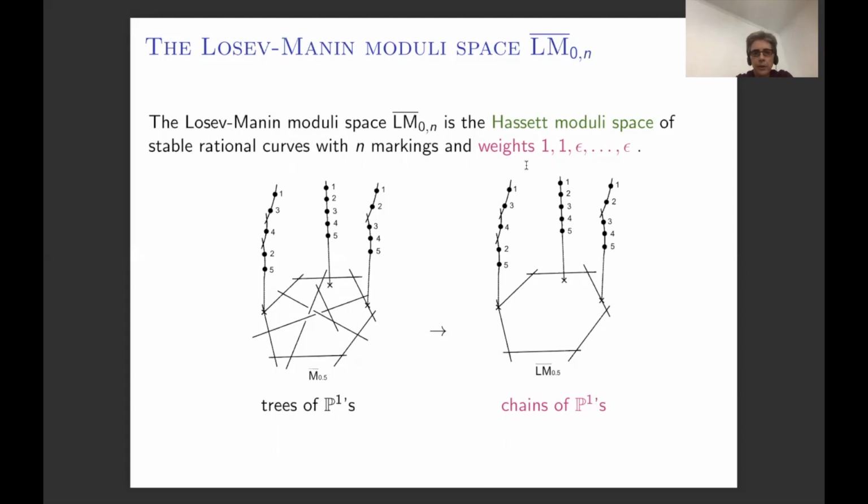For example, for the Losev-Manin space, there are two weights of 1 and then some weights given by some arbitrarily small positive rational number. With respect to these weights, the stable curves are just chains of projective lines with the points with weight 1 at the ends. So what happens is that you have a blow-down map from M0,n bar to the Losev-Manin space. In fact, you contract some of the boundary divisors, which correspond now to unstable curves.